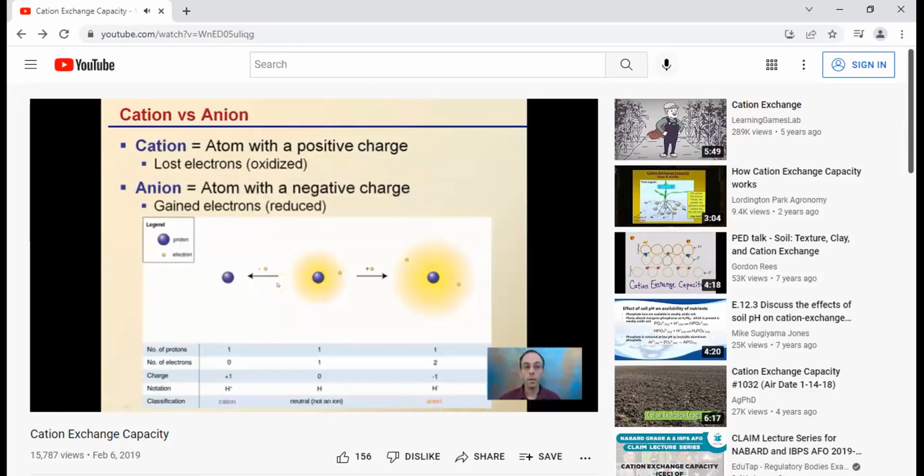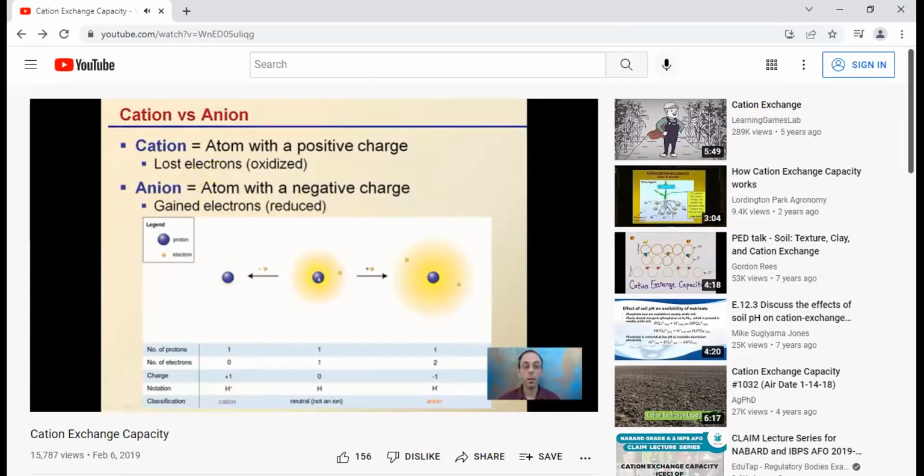So first off, that cation I mentioned is an atom with a positive charge. That means it's lost an electron. So we go back to the hydrogen atom here: 1 proton, 1 electron. Protons have a positive charge, electrons have a negative charge. So if it's a cation, that means it's lost an electron in this case.